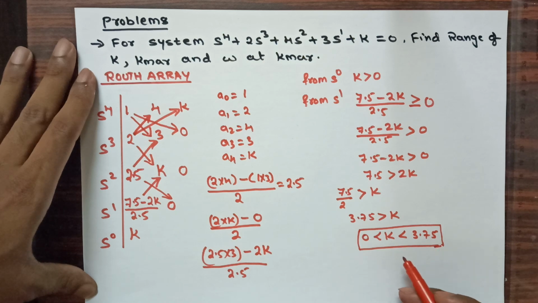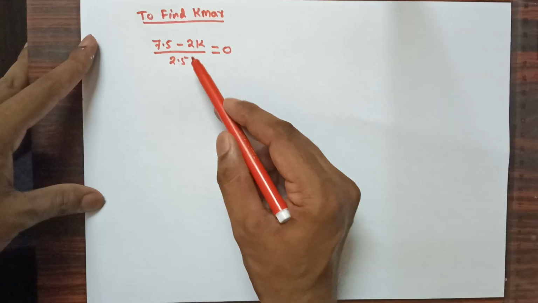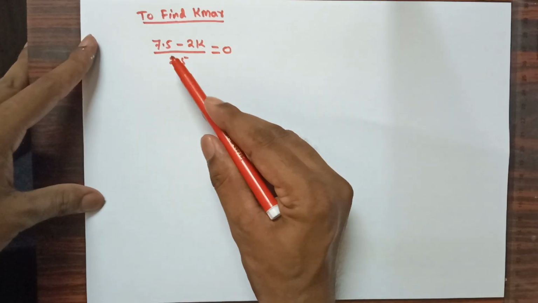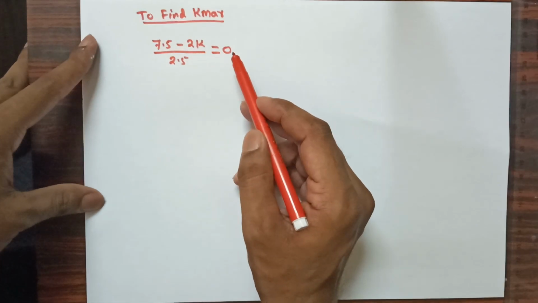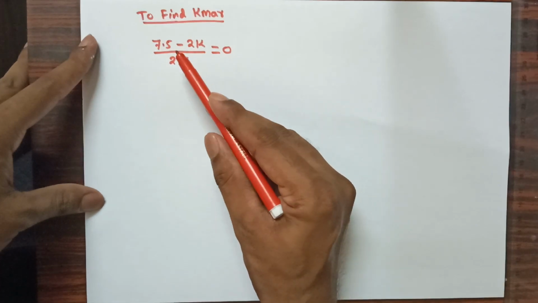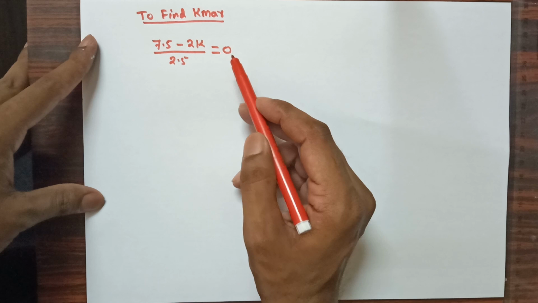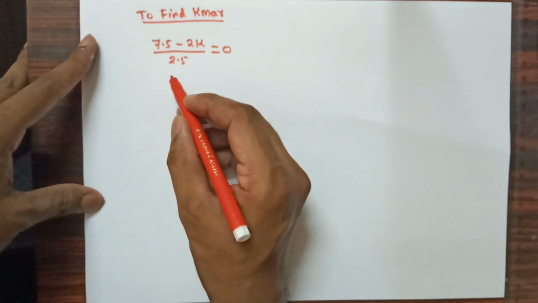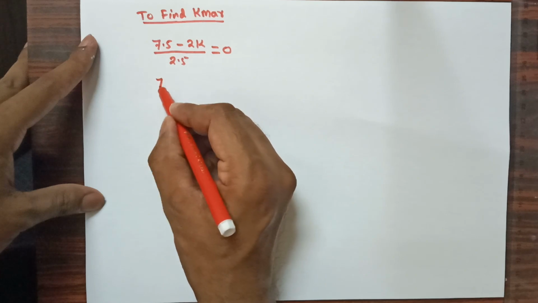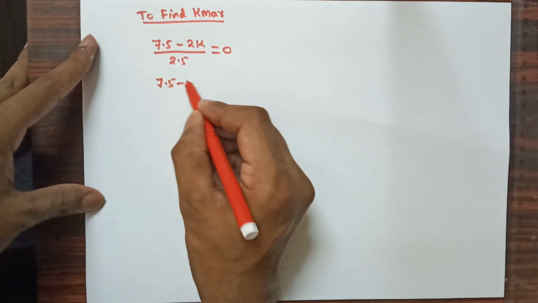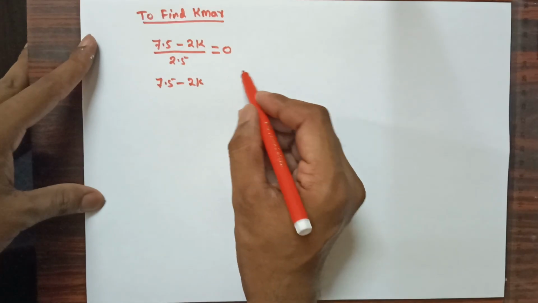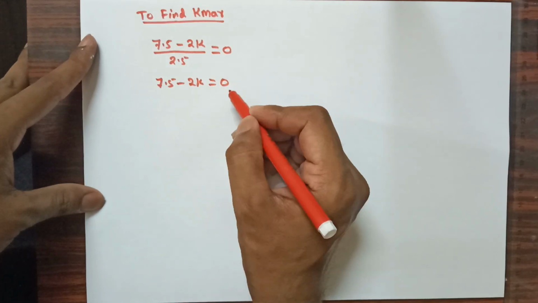Now next solution, we need to find the k margin. For that, this equation equal to 0. To find the range, we have considered this equation greater than 0. To find the k margin, we are going to consider this equation equal to 0. By doing this, you can see here, we are going to get 7.5 minus 2k equal to 0.